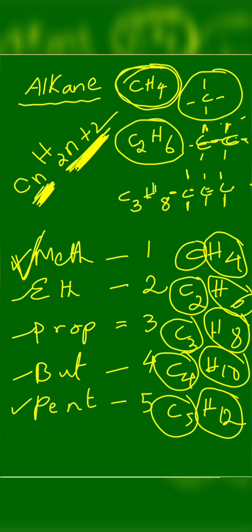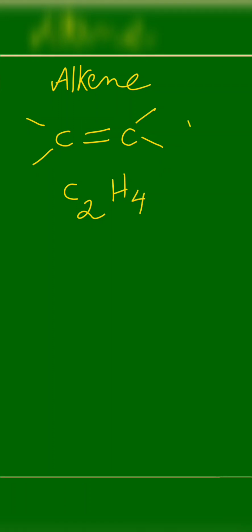Let me move on to the next page. Now, let me explain the alkenes. C double bond C, and then hydrogens here, one, one, one, one. How do you write? C2H4. This is the structural formula. This is called ethene. So the first compound of alkene is ethene.